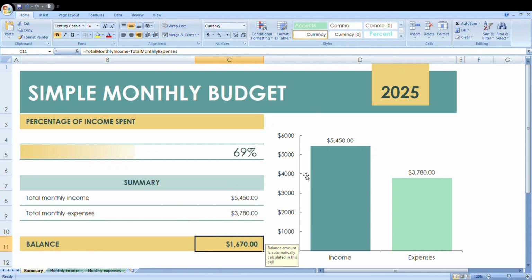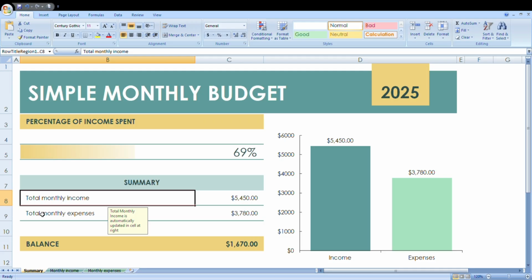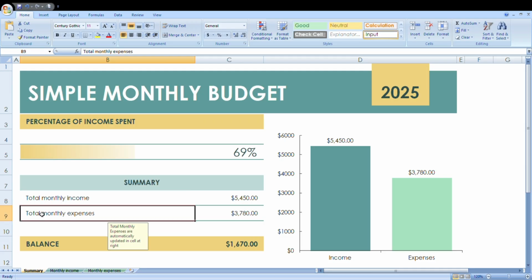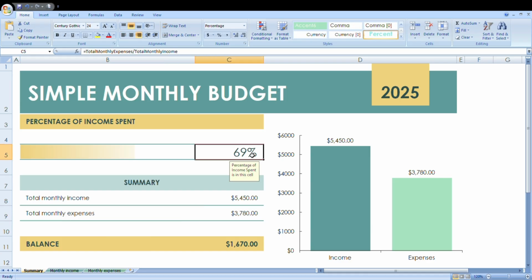We're going to be talking today about the simple monthly budget. So, as you can see, this is set up to be a simple monthly budget with your total income and your total monthly expenses listed. Up here, this is showing you that these numbers are not allocated in full.